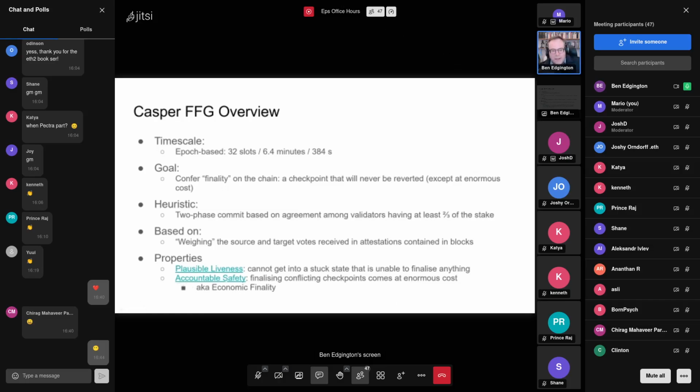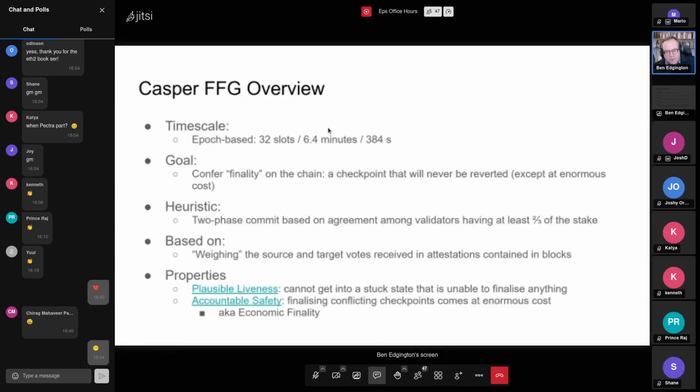And it has an accountable safety property. So if less than 1/3 of your stake is adversarial, then it's fully safe. It offers you classical consistency. But you can never know if less than or more than 1/3 of your stake is adversarial or not. Even in the case of more than 1/3 being adversarial, it has this accountable safety. Finalizing conflicting checkpoints comes at enormous cost. So we call this economic finality. Those are the properties of Casper FFG, and we layer them on top of LMD Ghost.